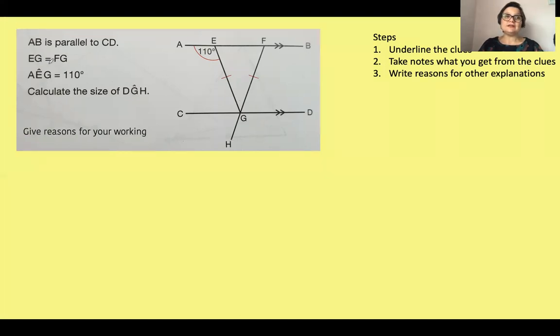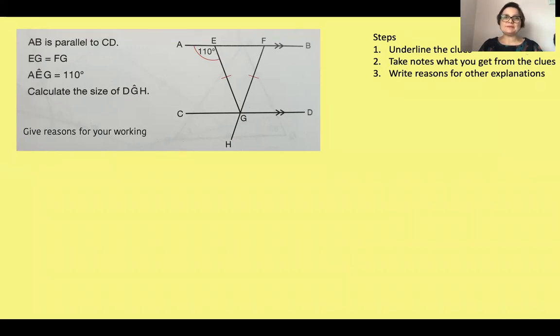Line EG equals FG, so EG equals FG, both of them are equal. Angle AEG equals 110 degrees. Calculate the size of angle DGH. Give reasons for your working out.